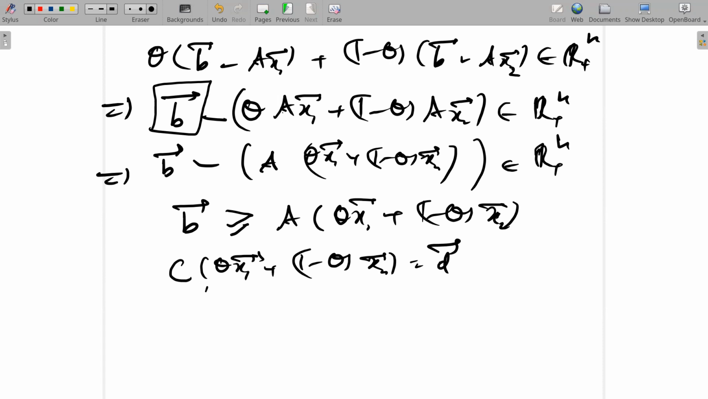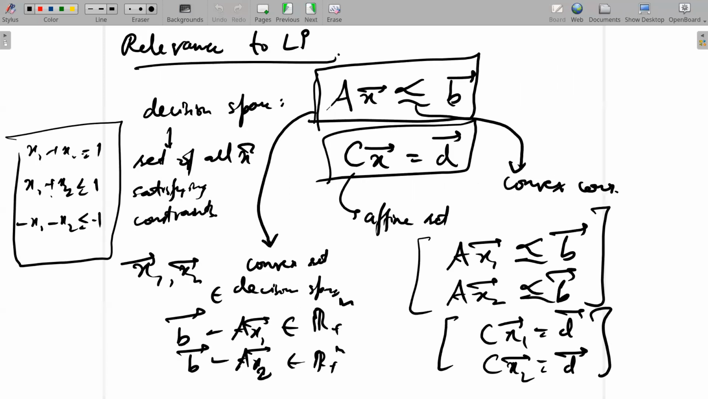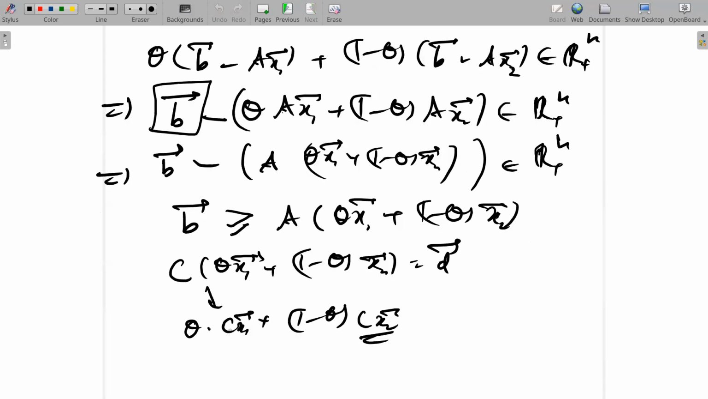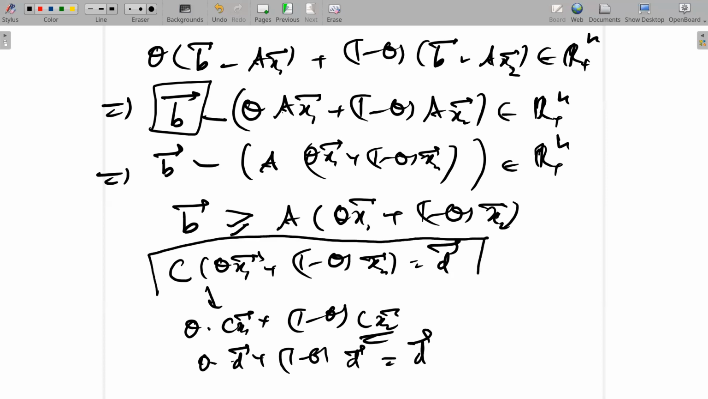Simply because if I take this, what do I get? Theta of Cx1 plus 1 minus theta of Cx2. What is Cx2? That is, x1, x2 belong to the decision space. So Cx1 must be d, Cx2 must be d. So what I get is theta d plus 1 minus theta d, which is equal to d, right? So that's where I got this expression.